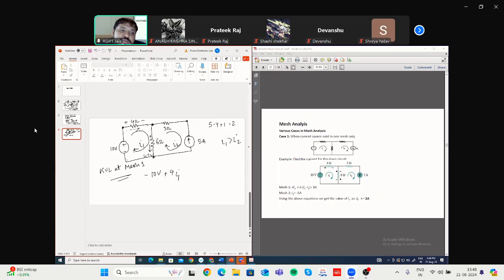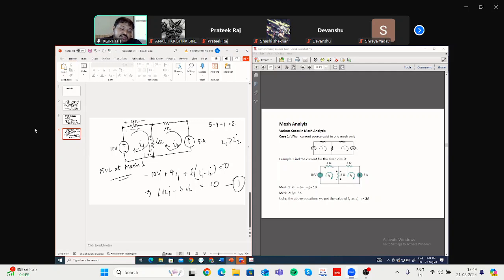Then the next element is the 6 ohm. In the 6 ohm, if you move in clockwise direction, you encounter the plus sign first. So plus 6, and the net current flowing is I1 minus I2, so plus 6 times I1 minus I2. That should be equal to 0. So 4 I1 plus 6 I1 gives 10 I1, minus 6 I2, equal to minus 10 volt. You can bring it to the right hand side, so it will be 10 volt. So this is the first equation.